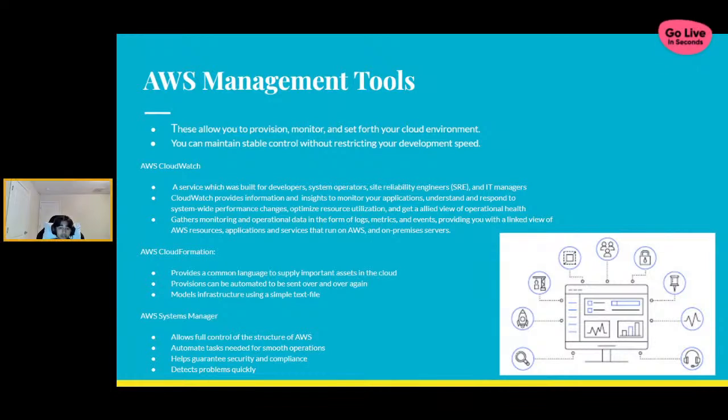understand and respond to system wide performance changes, optimize resource utilization, and get a unified view of operational health. It gathers monitoring and operational data in the form of logs, metrics, and events, providing you with a linked view of AWS resources, applications, and services that run on AWS and on premises servers.